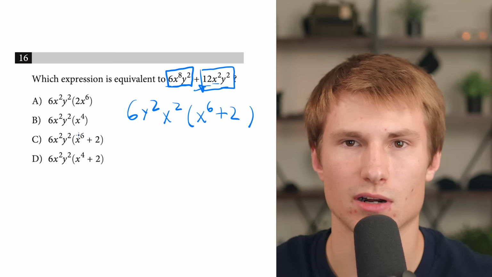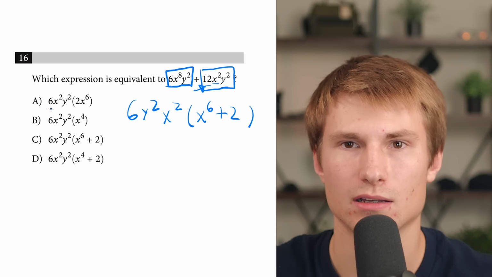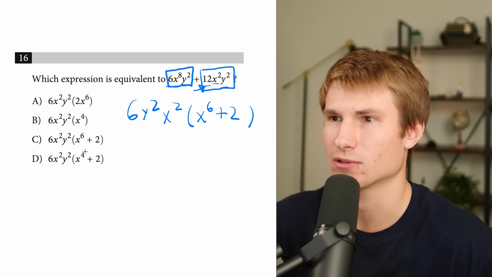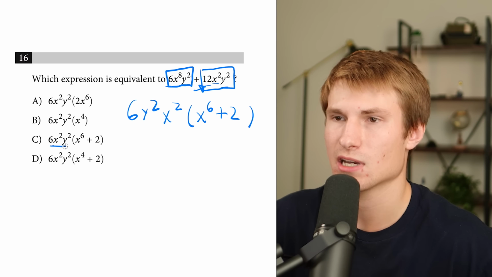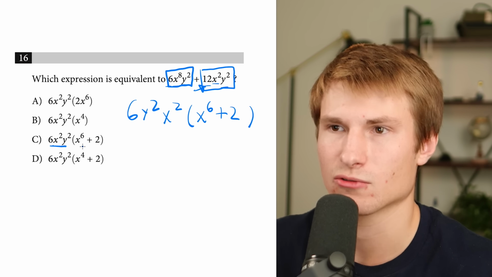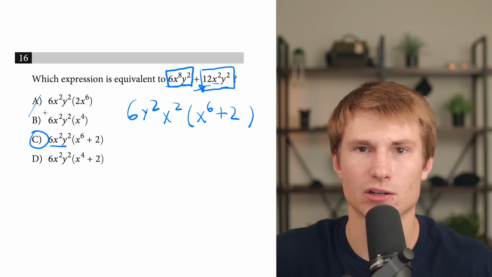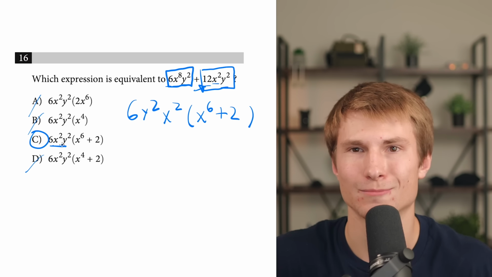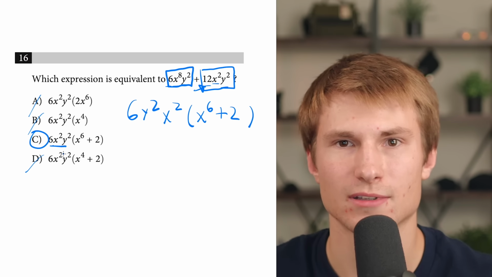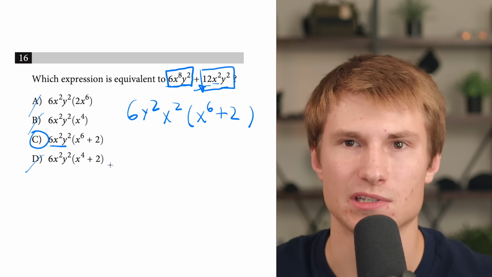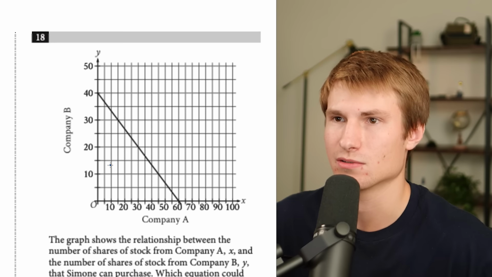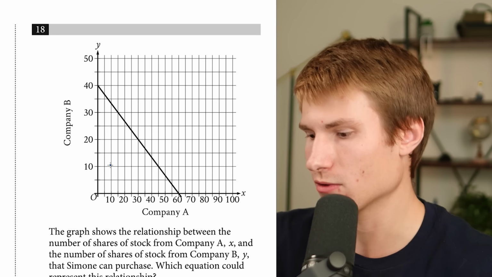Now let's look at our options. Let's see if we have one that matches up perfectly with what we got. Option A. 6x squared y squared is the same as 6y squared x squared, and then we have the x to the power of 6 plus 2. So our answer there will be C. I could go through and show you why A, B, and D are wrong, but I'm not going to do that because it's kind of pointless. You saw how I factored this. We see C is equivalent. I just don't feel like showing you why all the other ones are wrong.